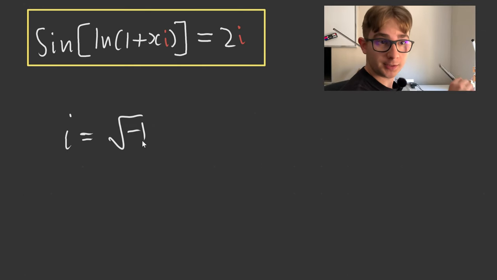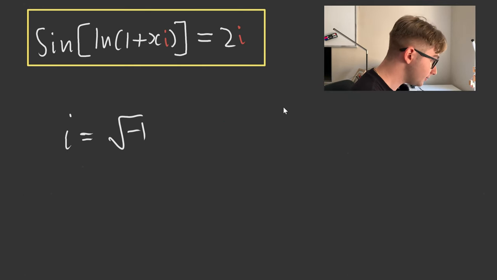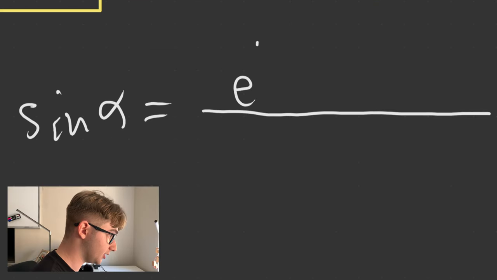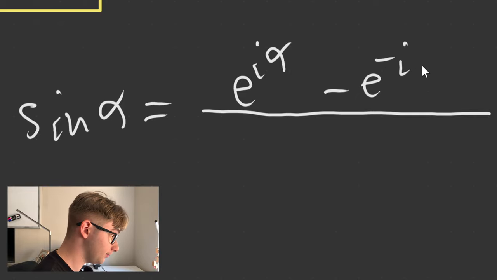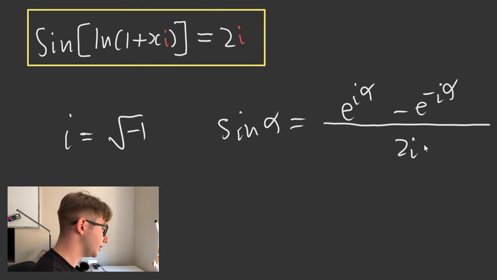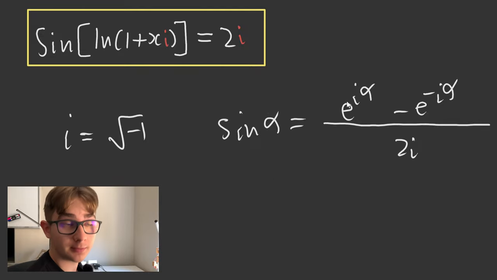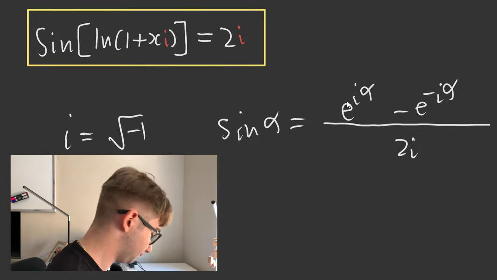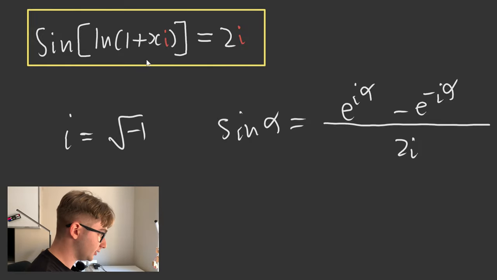We also know, because of this fact, that sine of alpha is equal to e to the i alpha minus e to the minus i alpha, all over 2i. We can use this fact and put ln of 1 plus xi in for alpha. We all know it's going to be equal to 2i because that's what the equation is equal to in the first place. But anyway, we substitute ln of 1 plus xi for alpha. This is what's going to happen.